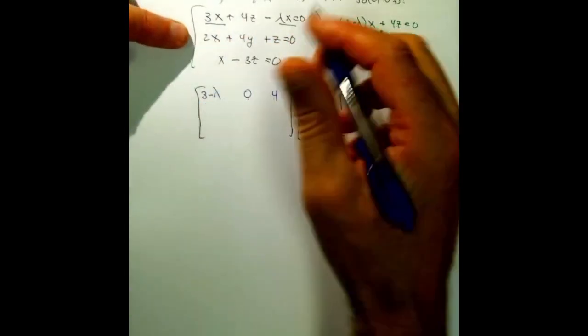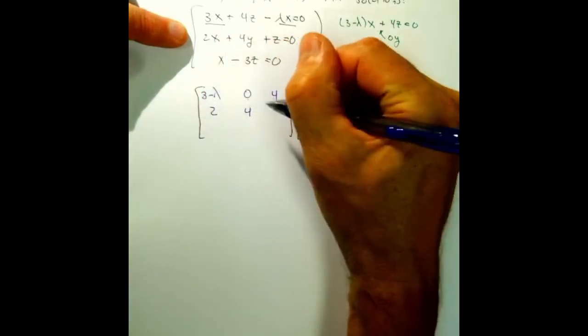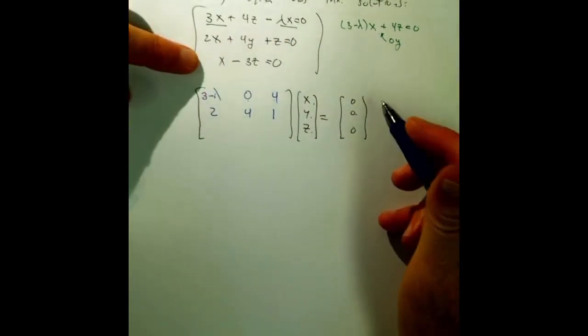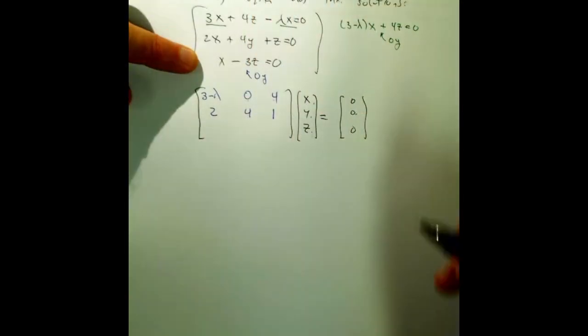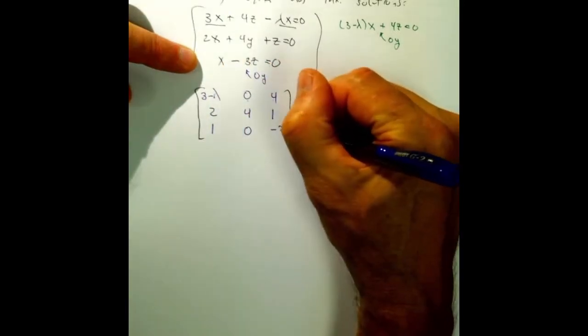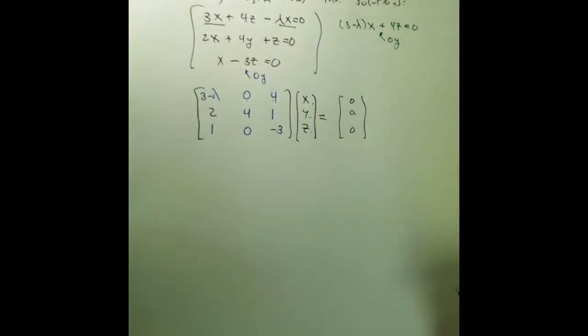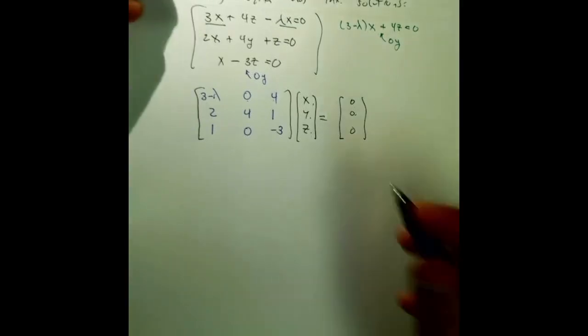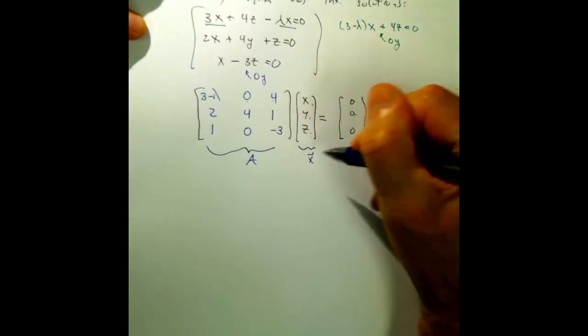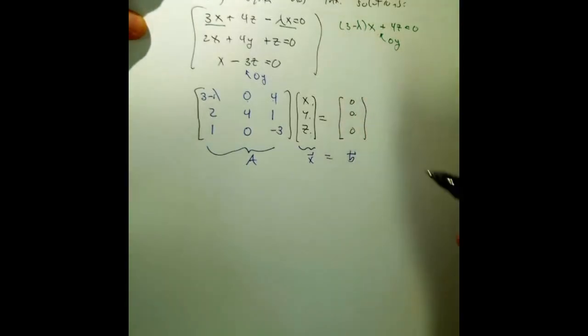Now going to the second equation, I have 2x plus 4y plus 1z is 0. In the last equation, notice there's a 0 on the y. So I'm going to have x plus 0y minus 3z is 0. So this is my matrix A. This is x. And this is B.